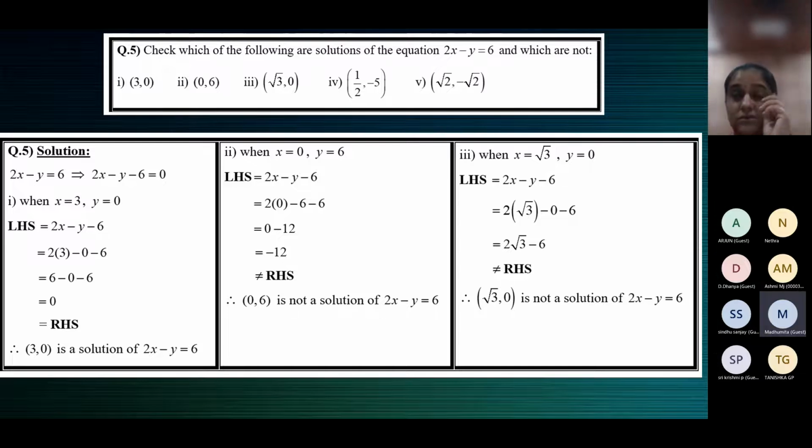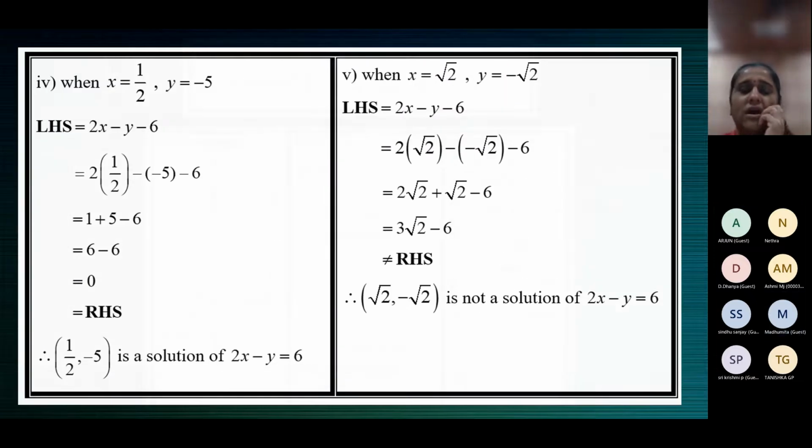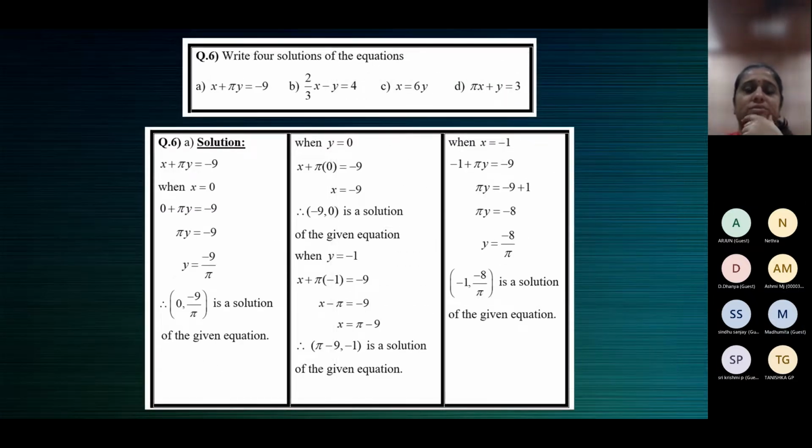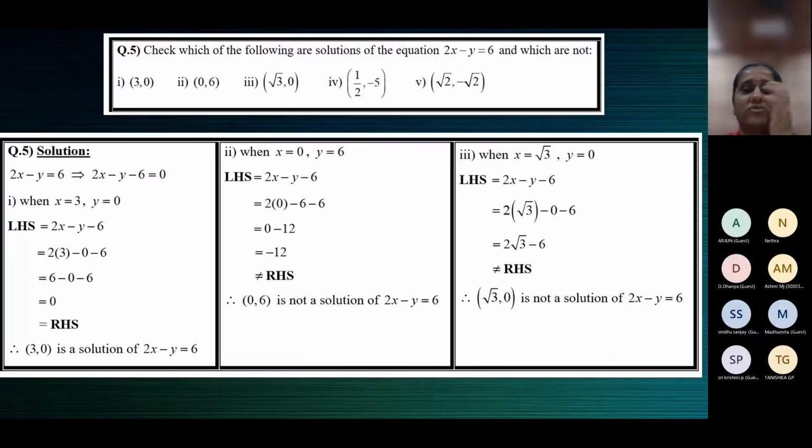Should we work out the other answers for the sixth one by ourselves? Oh, yeah, you can try. Yes, you can. This one also, children, is quite simple. You can take a screenshot and complete it later. Check which of the following are solutions of the equation and which are not. So if the equation is satisfied, it's a solution. If the equation is not satisfied, it's not a solution. Taken, ma'am. Okay.